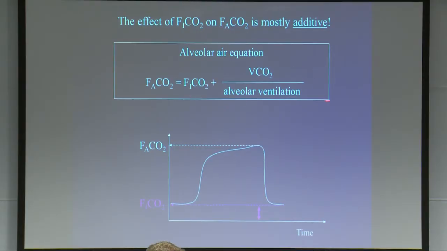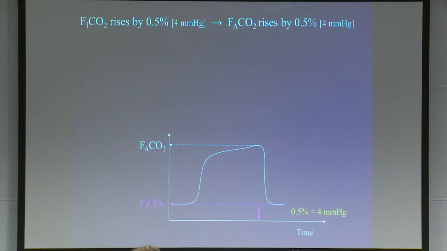If you do the mass balances of CO2 going in and out of the lung, this is the formula you end up with. It's called the alveolar air equation. And the only thing I would like to say about it is that the effect of the inspired CO2 is more or less additive on the end-tidal CO2. So, clinically to me, that means that I don't care that the FiCO2 rises, as long as the effect of the FiCO2 on the end-tidal CO2 is not important for my patients.